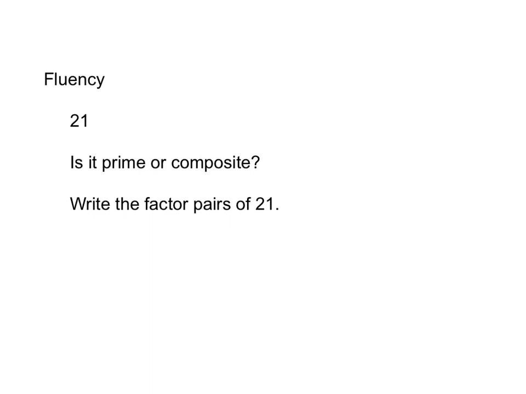21, prime or composite? I want you to think about it. I want you to write down prime or composite. And then I want you to think of what are the factor pairs. So start writing those down. 1 and 21 should have been written down. 2 is not a factor because it does not end in an even number, which would be 0, 2, 4, 6, 8. 3, well, we know 3 actually is a factor.